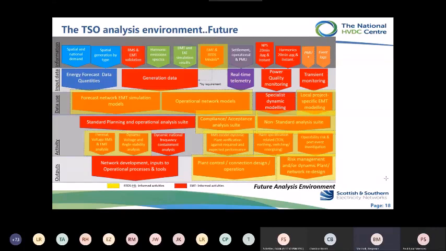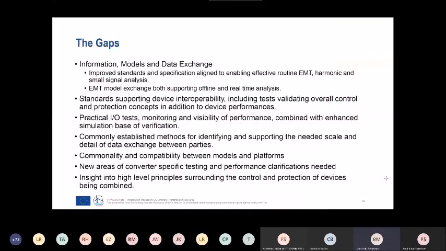So if we move to the next slide, Paul, promise we're close to the end now. So the gaps we've highlighted are information models and exchange, hardly surprising. We need to look at standards supporting interoperability. We need to be thinking about practical input and output tests, and we also need to look at that from a small signal perspective as well.